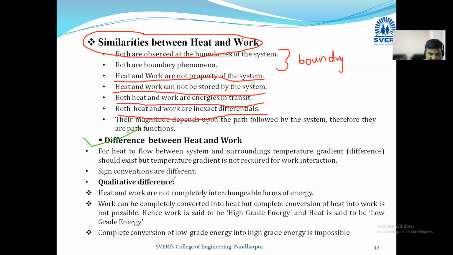Next point is about the qualitative difference. Quality म्हणजे काय? त्याचे जे प्रॉपर्टीज आहेत, त्याचे कॅरेक्टरिस्टिक्स आहेत, त्या कॅरेक्टरिस्टिक्स मध्ये काय डिफरन्सेस आहेत? The first difference is heat and work are not completely interchangeable form of energy. तुम्ही 100% हीटचा कन्व्हर्जन वर्क मध्ये करू शकत नाही. आणि म्हणून कुठली कन्सेप्ट आली? इफिशियन्सीची कन्सेप्ट आली. इज देअर एनी इक्विपमेंट विच हॅज 100% इफिशियन्सी? 100% इफिशियन्सी आहे का कुठं?